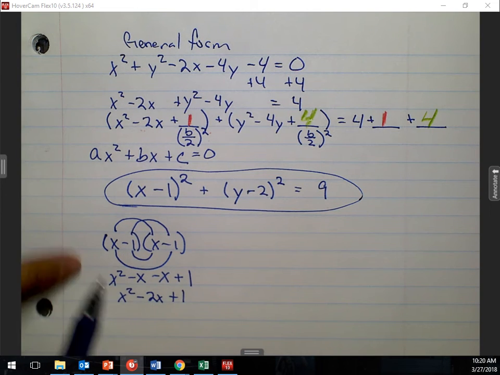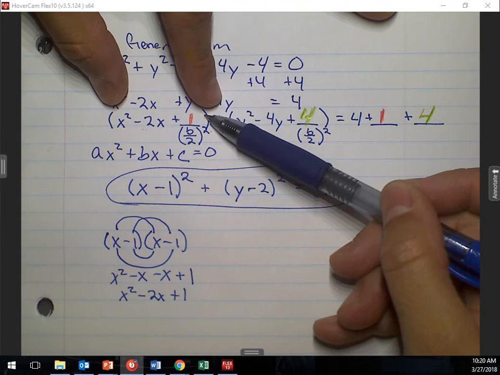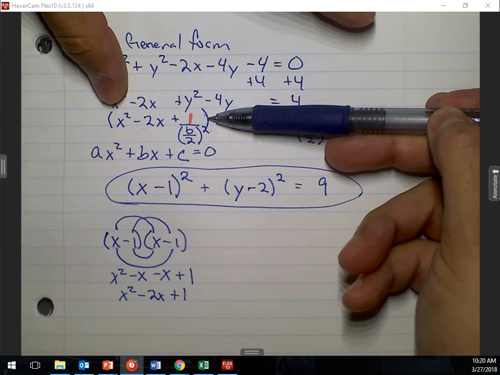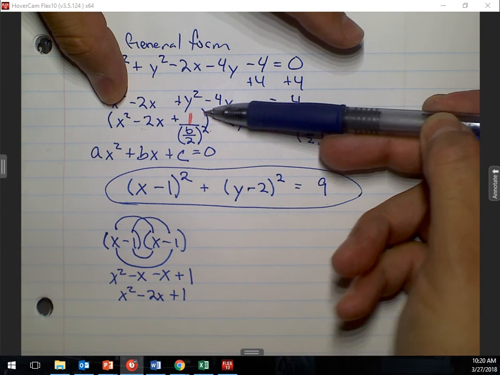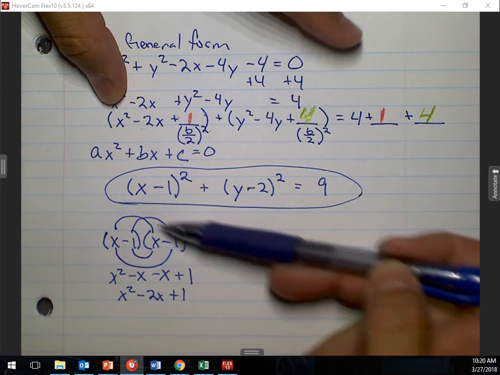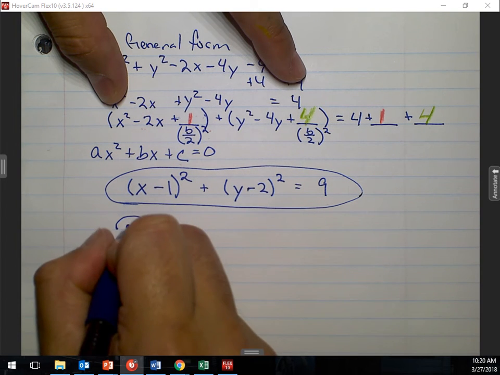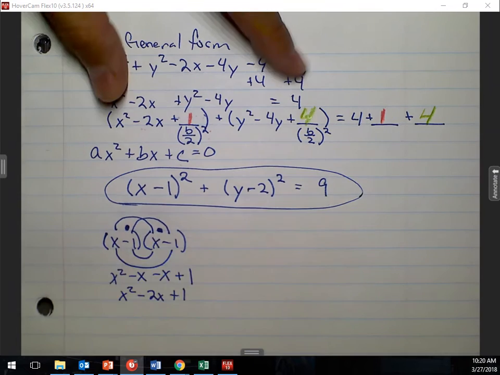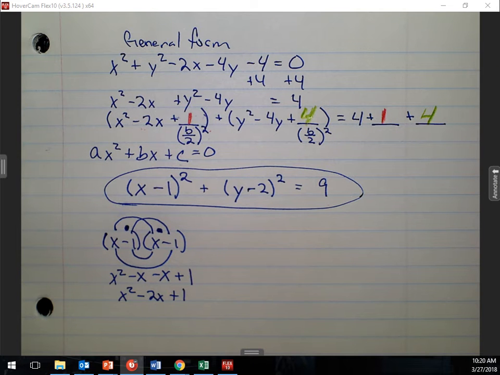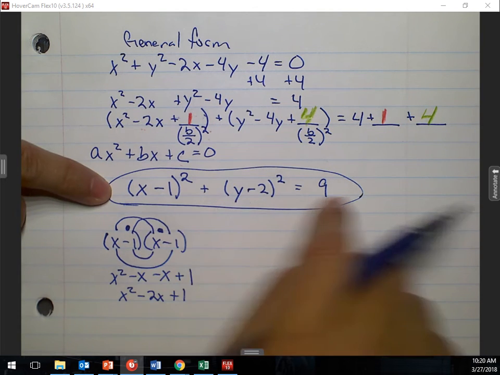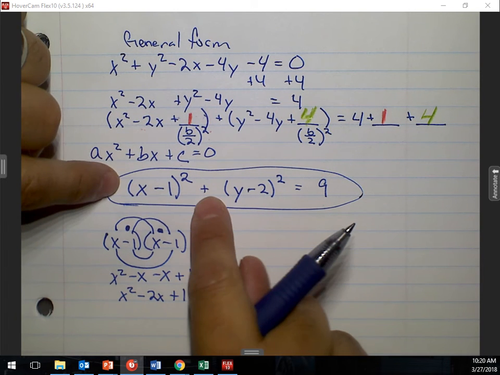Is that the exact same thing that I had right here? Yes. This is the exact same thing as this. And so by foiling it, I was able to get a happy face. Oh, that's cool. So this is my answer. So now let's go backwards on this.